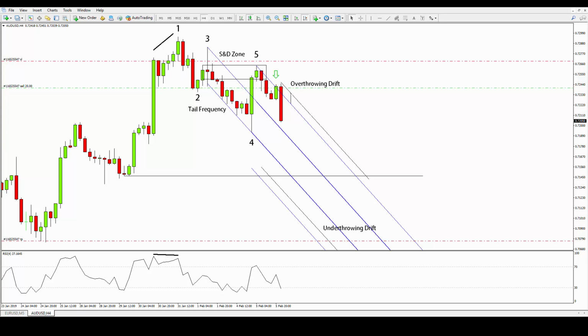One interesting thing to observe in here is the tail frequency that is exposed in the lower and outer line of the pitchfork that cuts through low number 4. Observe how those lower tails seem to interact with the fork line.